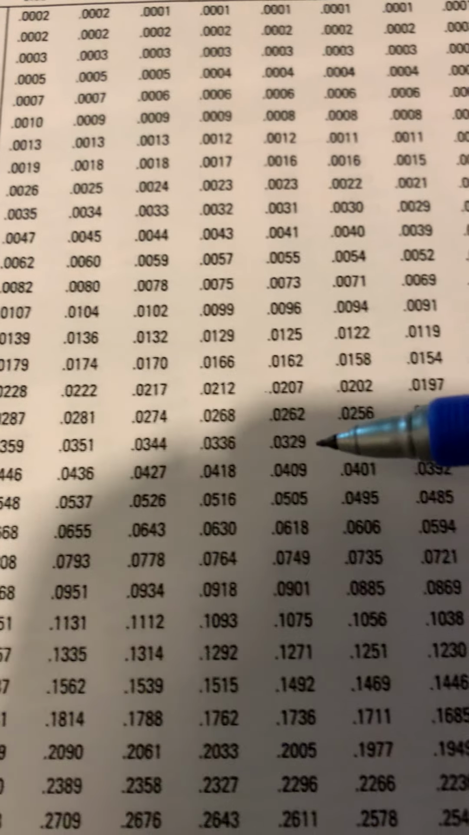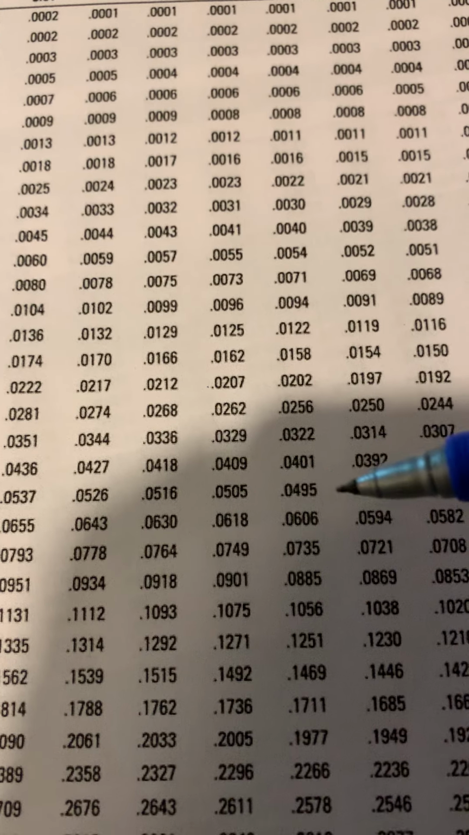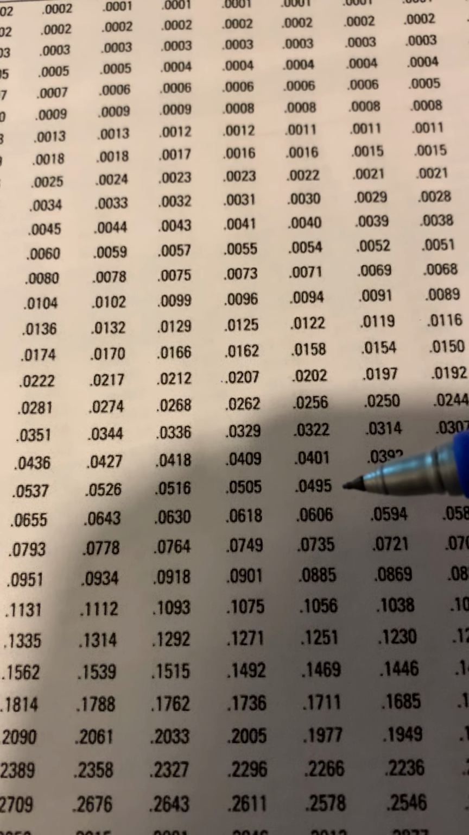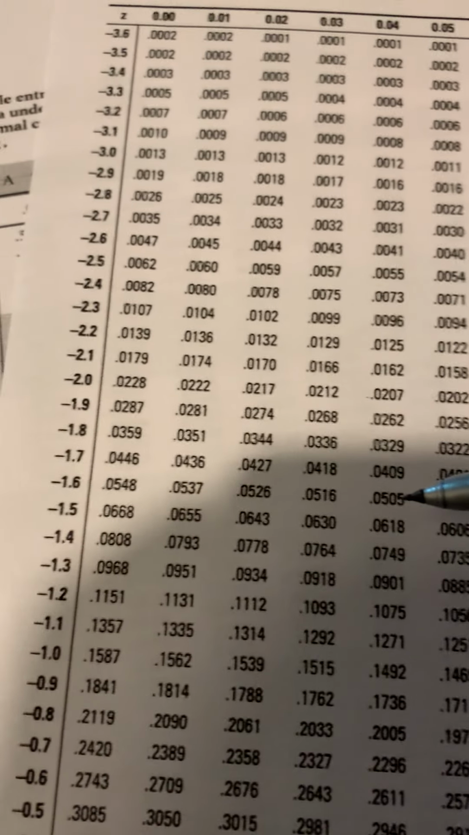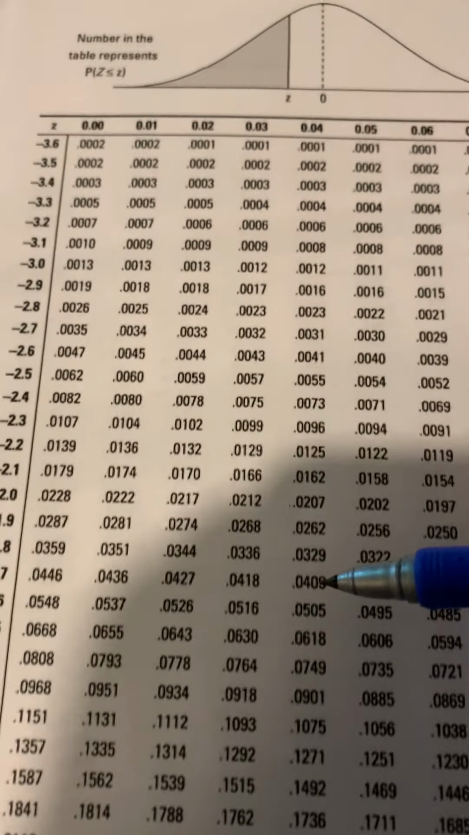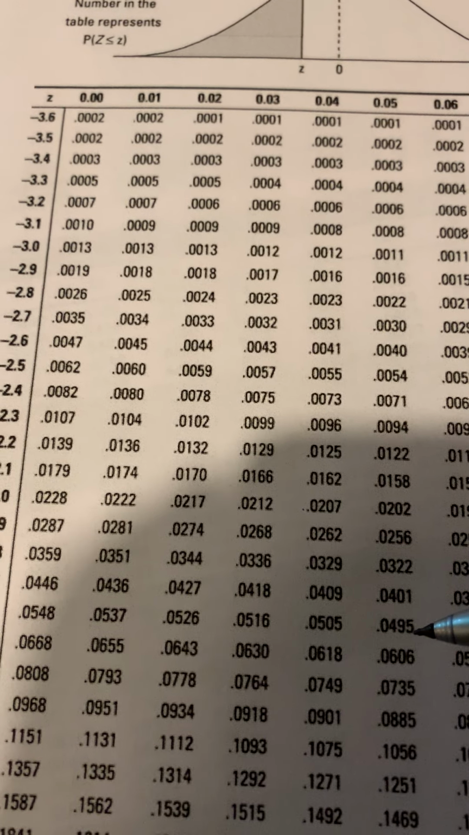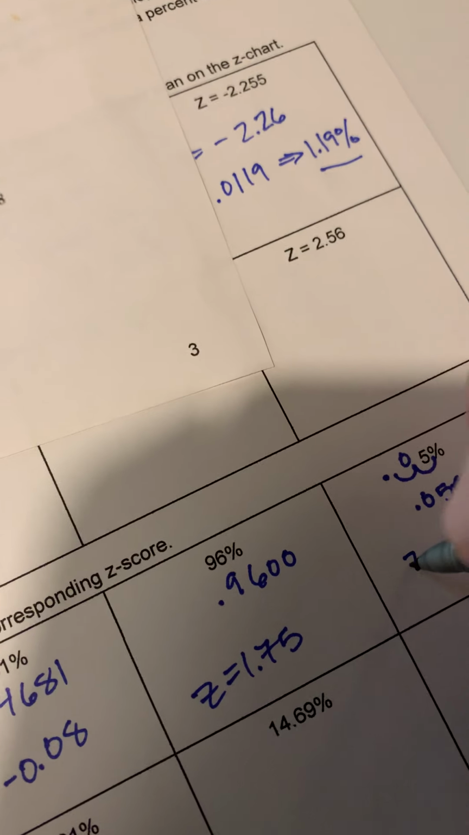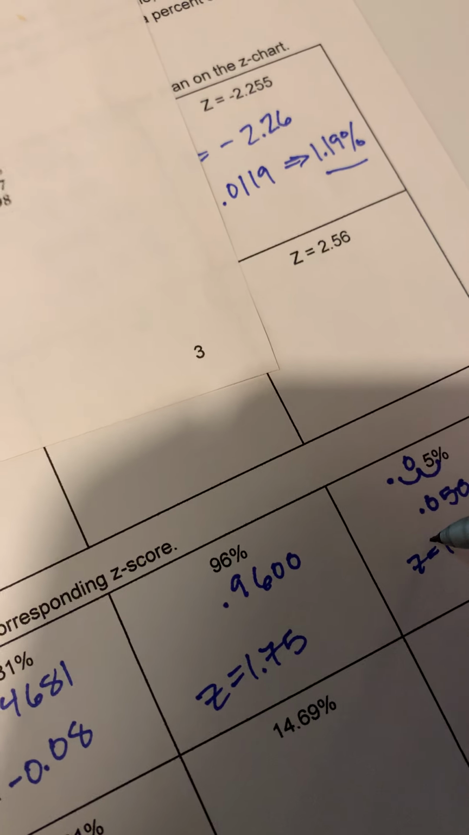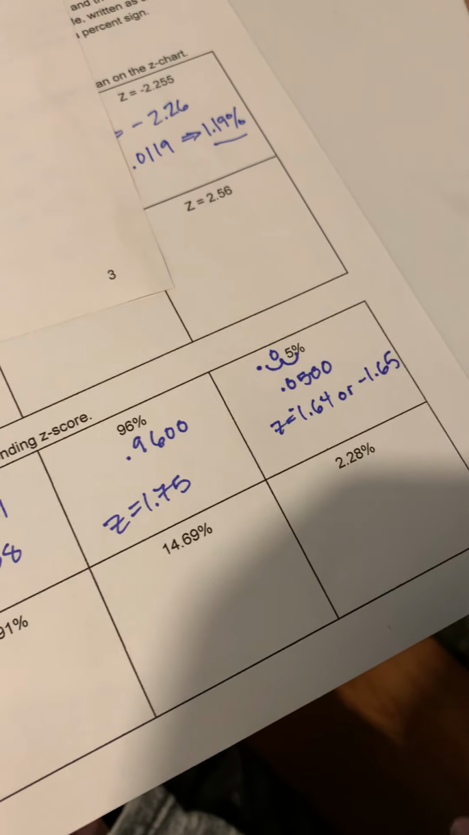That's getting kind of close, so let's look this way. So I have 0.0505 and 0.0495. Those are pretty equally spaced, which means you could tell me either of them. So negative 1.64 would be acceptable, and negative 1.65 would also be acceptable. So over here, I would write down negative 1.64 or negative 1.65. Either of those answers would be okay.